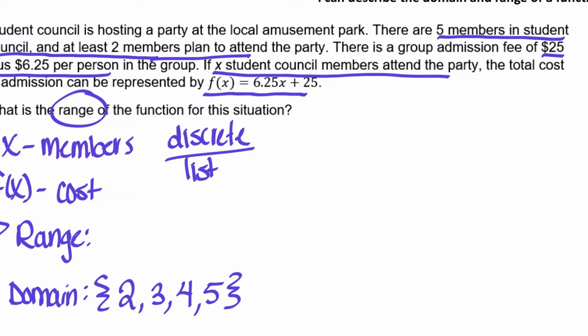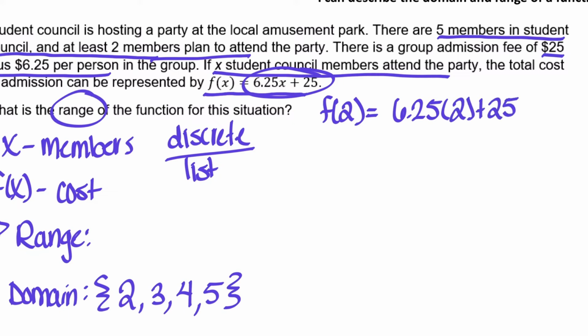Now let's work on figuring out the range values that work with each of these domain values. So let's start off with f of 2, and we're going to plug into this function right here. So we have f of 2 is 6.25 times 2 plus 25. You can do that on your calculator and you should get $37.50. So that will be the first value in our range.